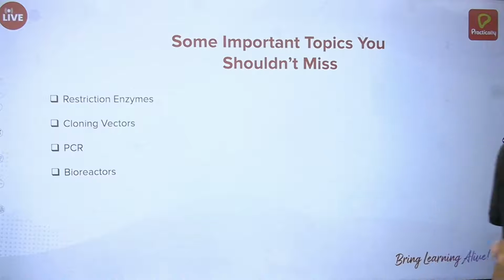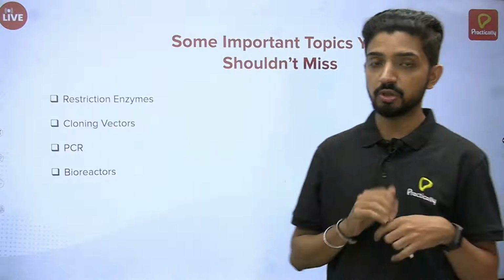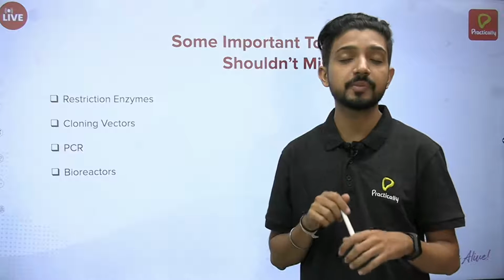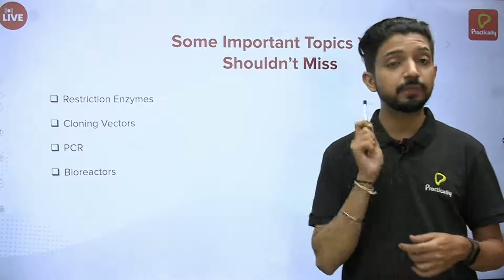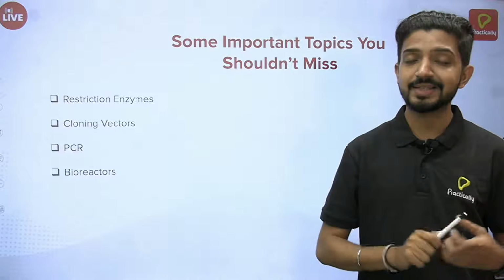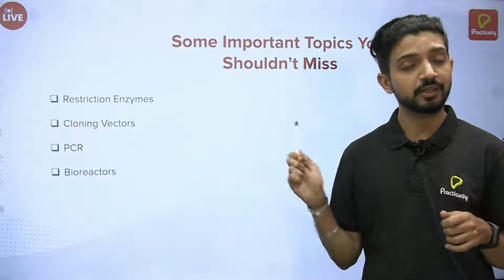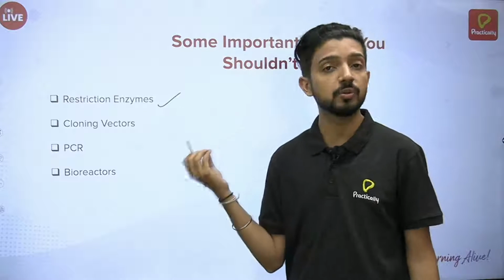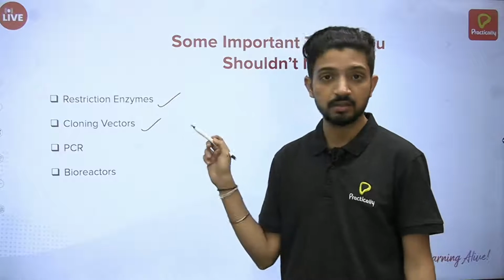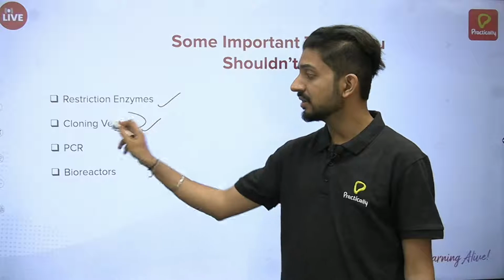Now, these were the 5 most important questions from the chapter Biotechnology Principles and Processes, and these are some important topics you should specially focus on while studying this chapter, because a lot of questions are expected from them. What are those? Restriction enzymes from the tools section, also cloning vectors. Many students find cloning vectors a little tricky.